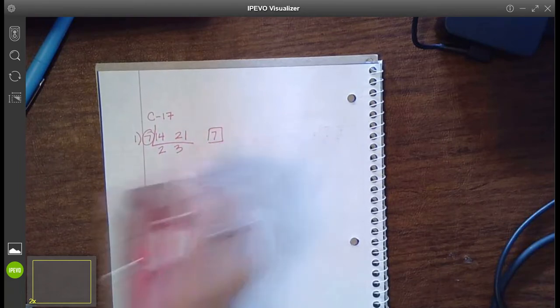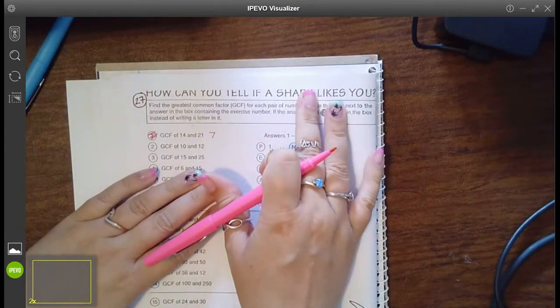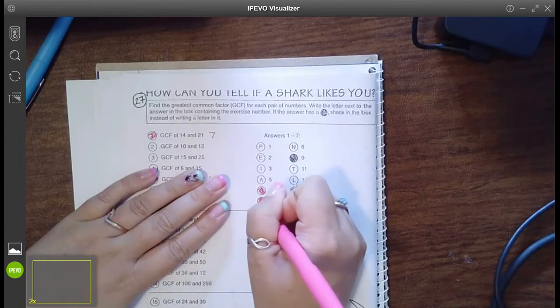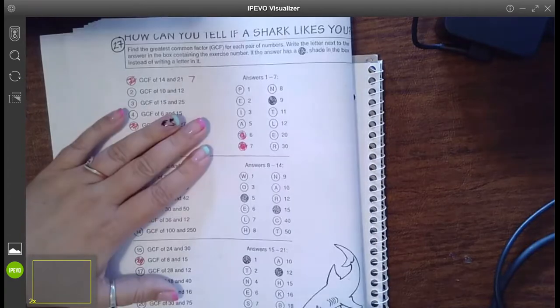My GCF is 7, which means on here, I'm just going to use this as my answer sheet. So I'm going to put a 7 next to number 1, shade right here. It's an S. So down at the bottom for number 1, I'm going to put an S, right?